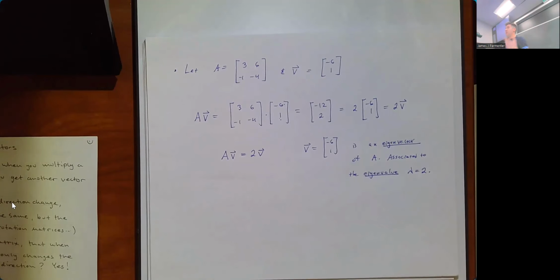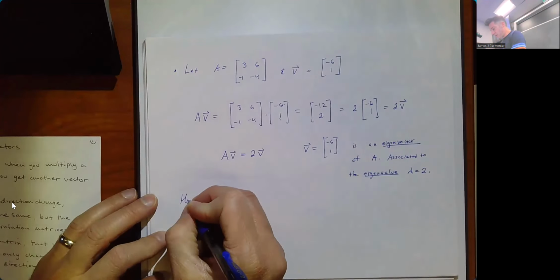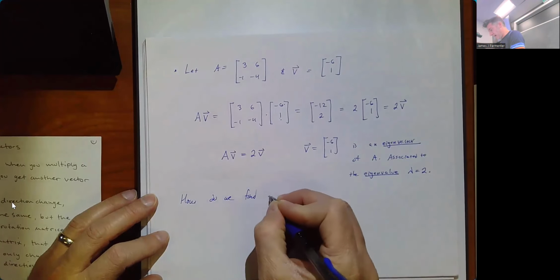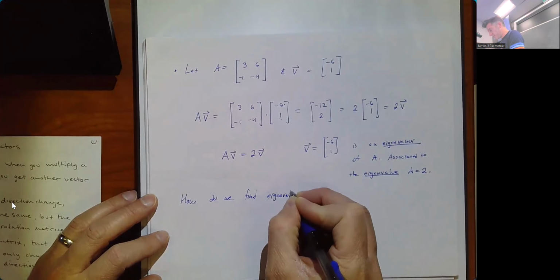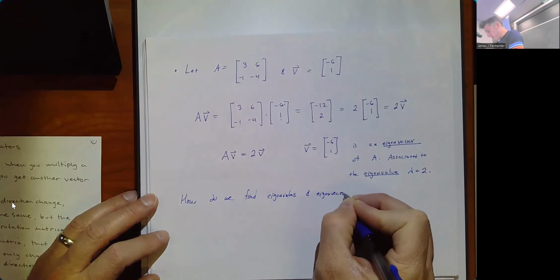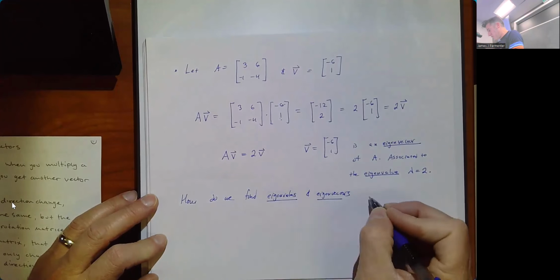Now, the real question at hand is, how do we find these things? Because I just gave you some stuff and you're like, well, let's see if it works. But I could have given you a matrix and a bunch of different vectors and have this not happen. So how do we find them? How do we find eigenvalues and eigenvectors? And we definitely do find them in that order.